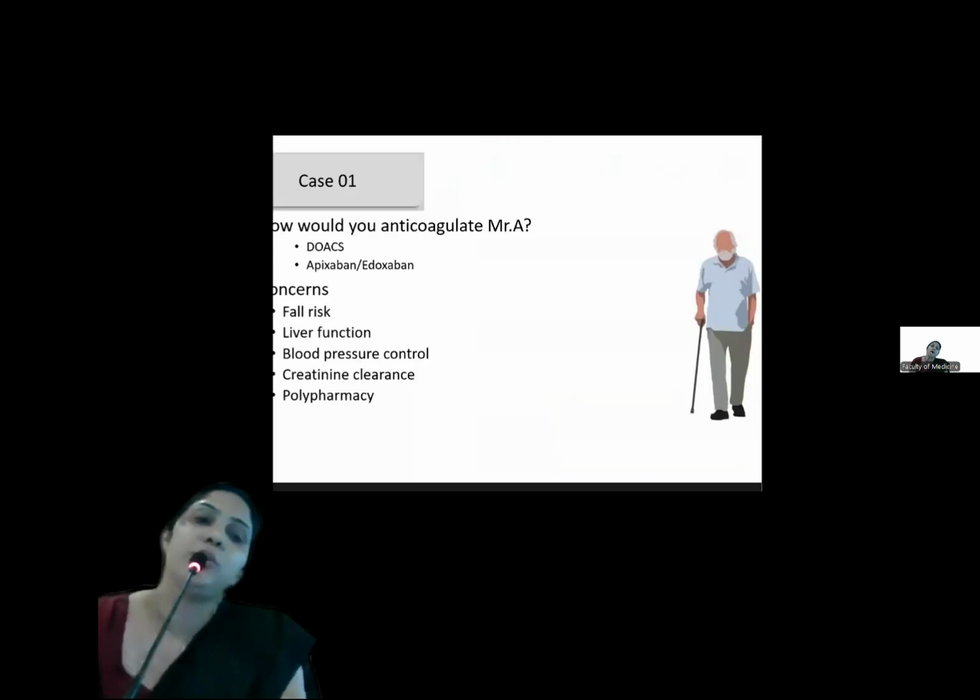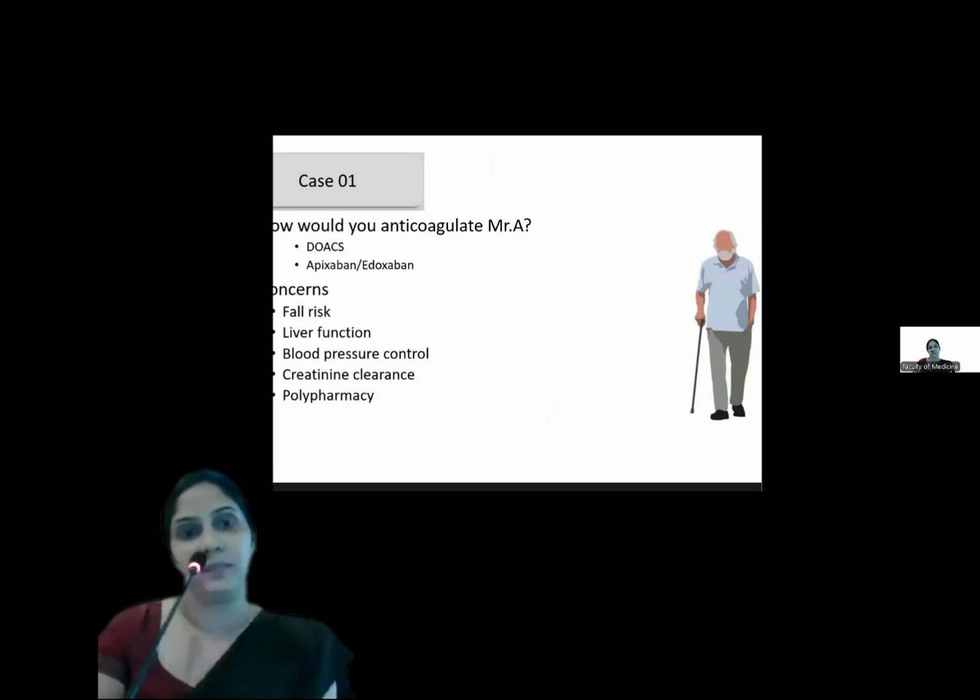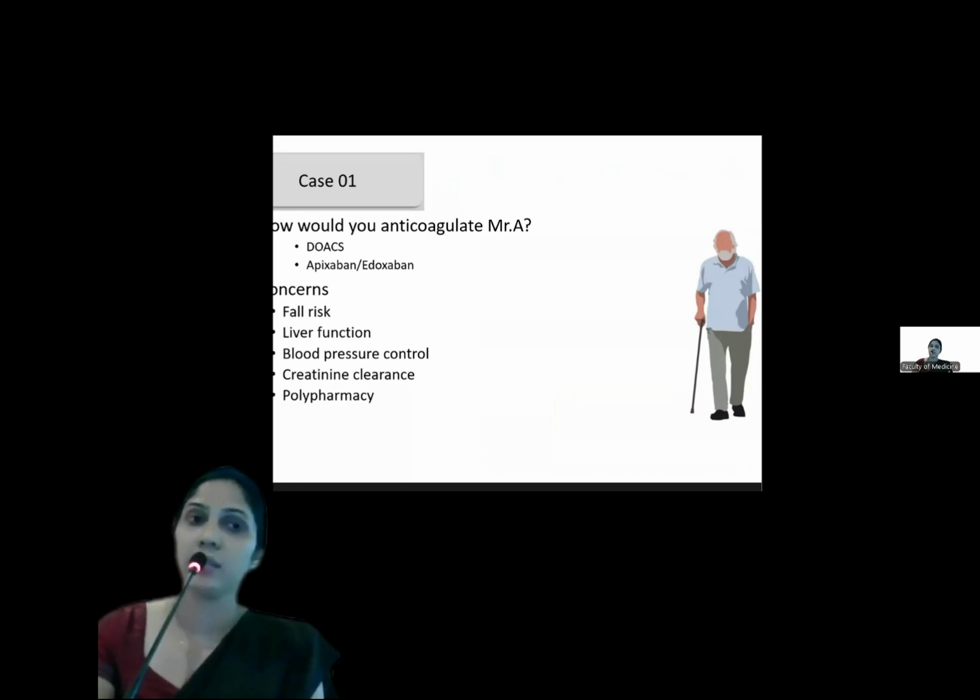So according to all the facts we have discussed so far, how would you anticoagulate Mr. A? I would suggest we can anticoagulate him using a DOAC, and preferably apixaban or edoxaban. In Sri Lanka, currently we have only rivaroxaban and apixaban. So in that case, we can go for apixaban. The main concerns are his fall risk and liver function, optimal blood pressure control, creatinine clearance, and the polypharmacy, given the background history the patient has.